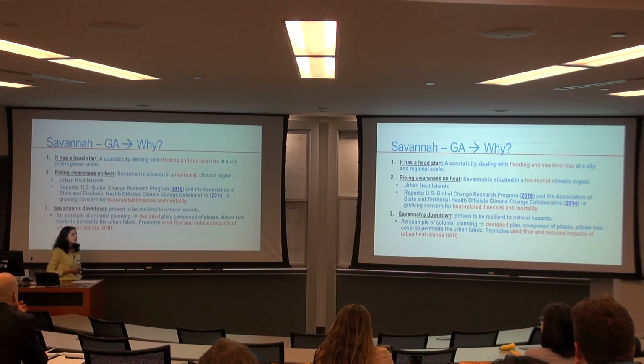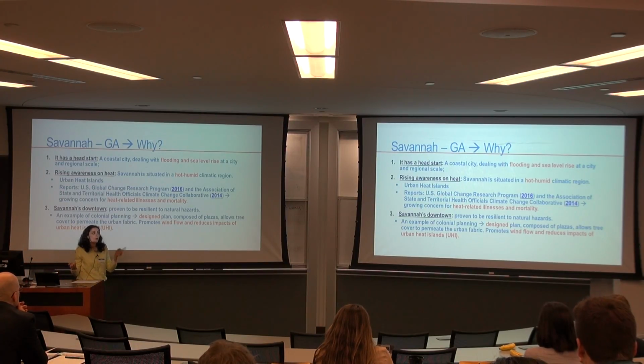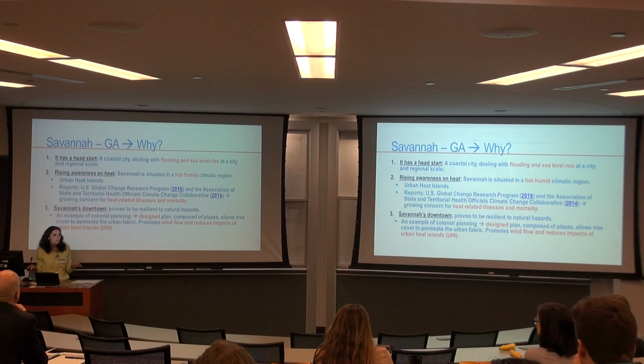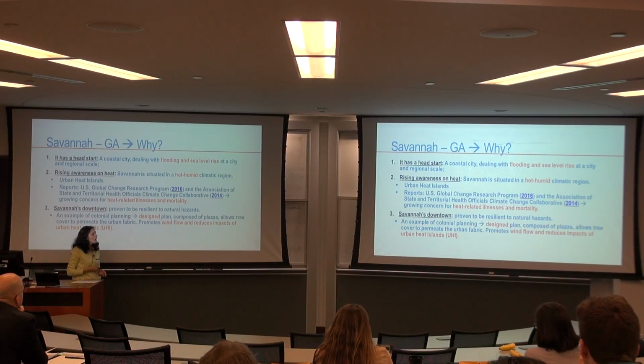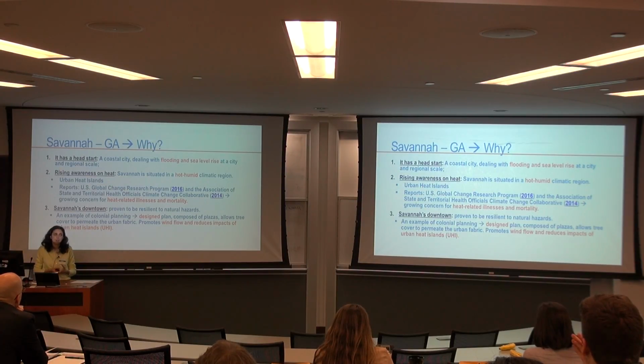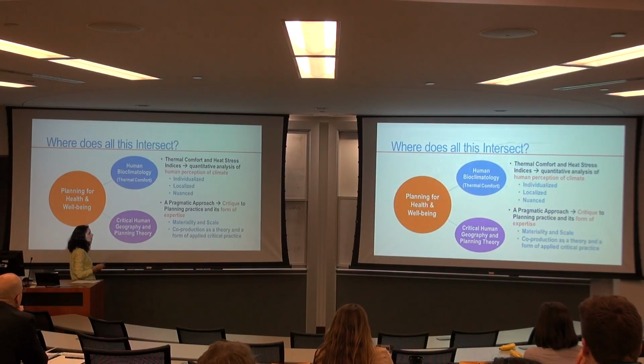Thirdly, the Savannah downtown, which has proven to be a resilient environment to natural hazards. It's a historic downtown, and also it's a designed plan. And it's hailed in contemporary architecture and planning as a city that is walkable and sustainable, yet it was not designed with that in mind. And the way the plazas are designed allows the tree cover to actually permeate that urban fabric, and it promotes wind flow and reduces the impacts of these heat islands. So it's an interesting case study to look at when we're talking about planning at the intersection of climate.